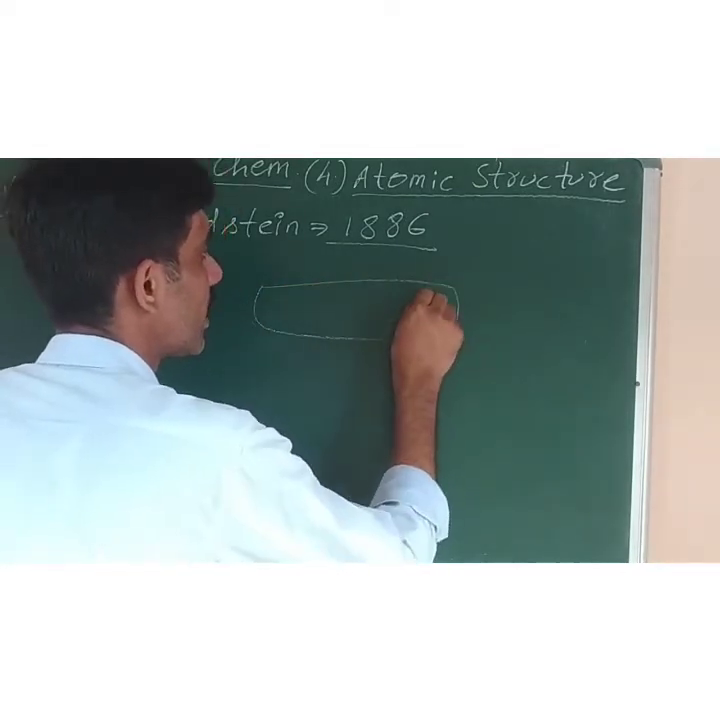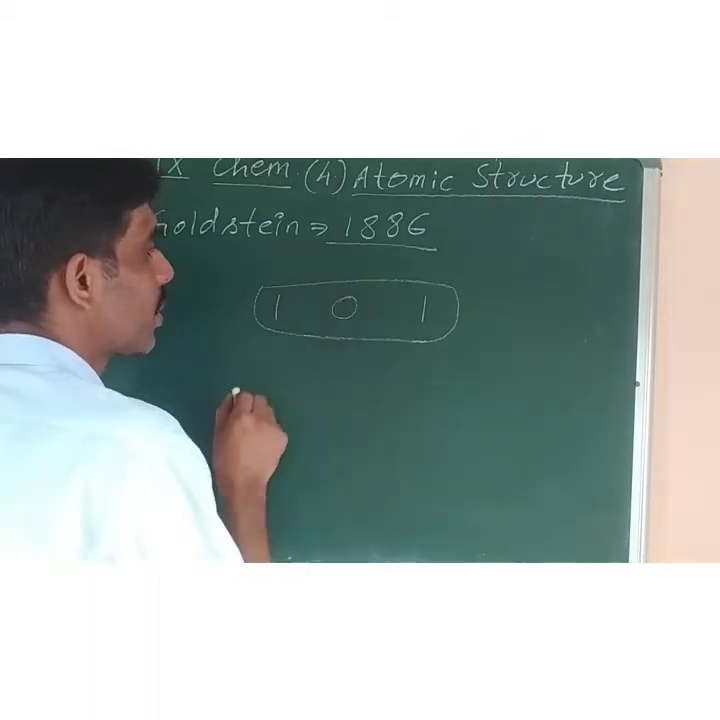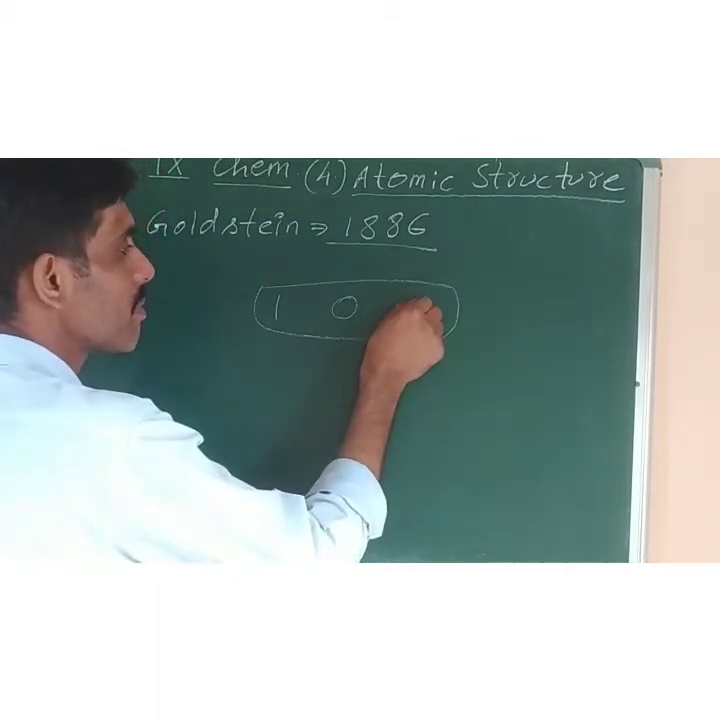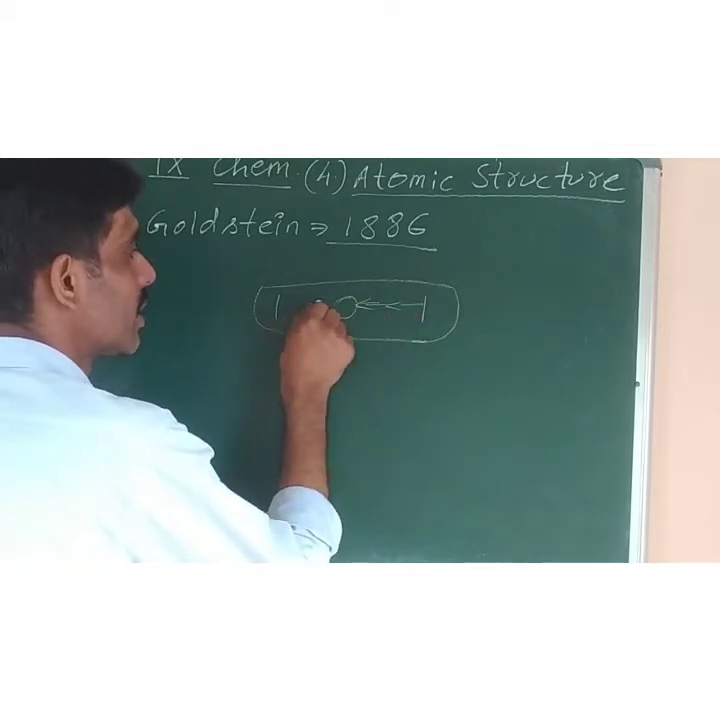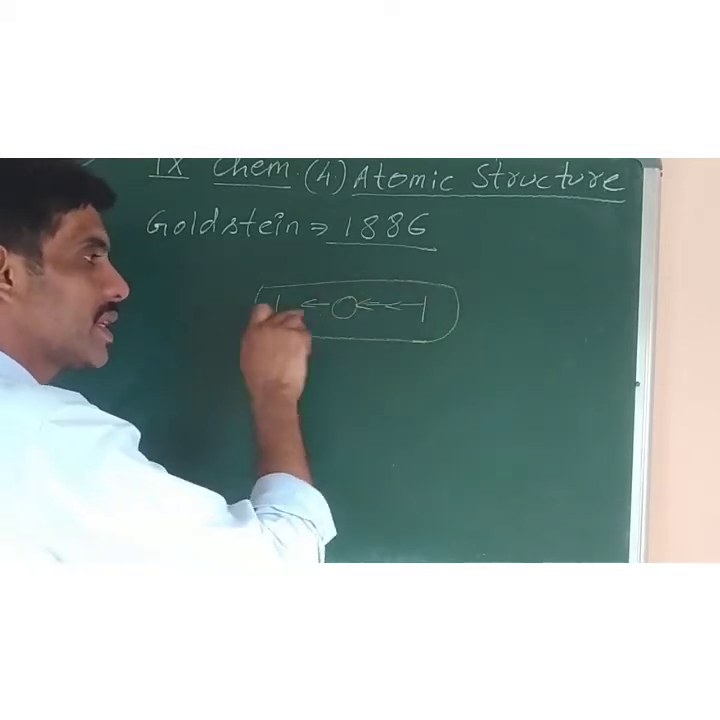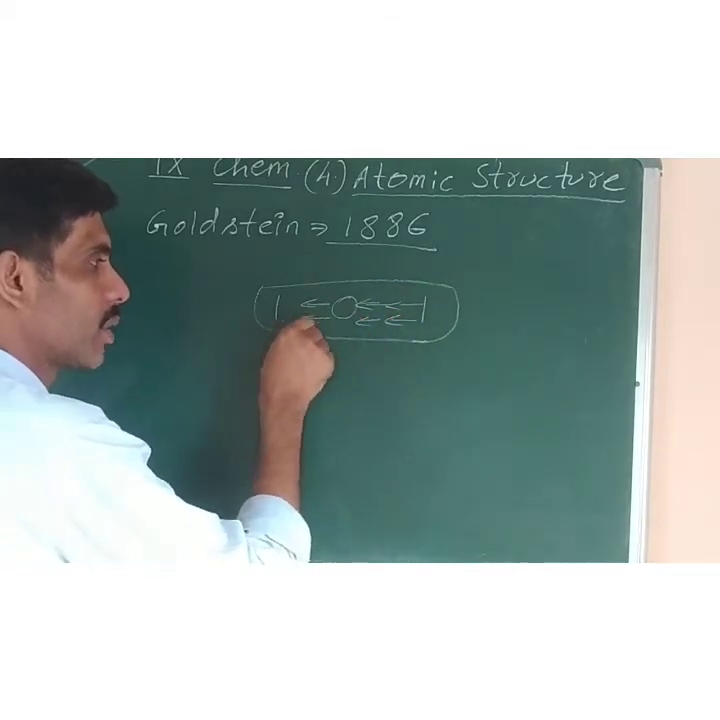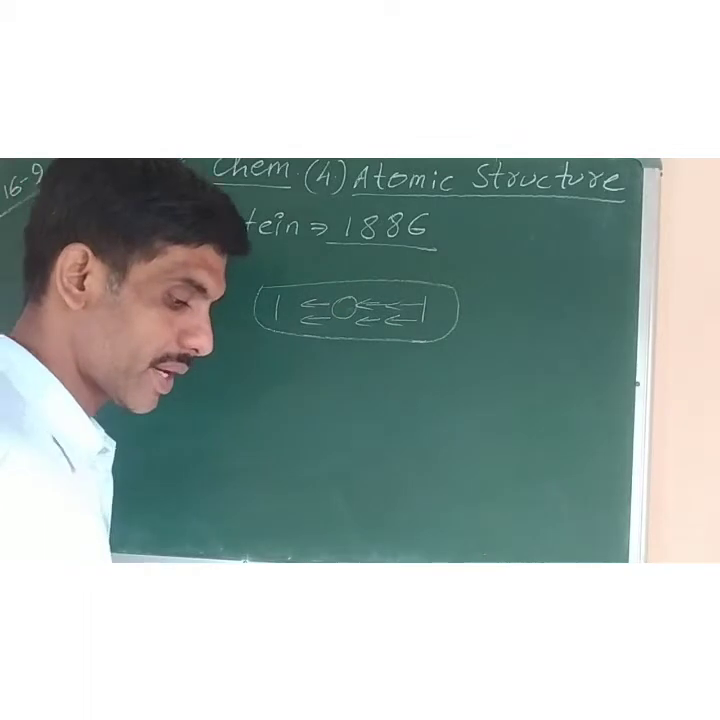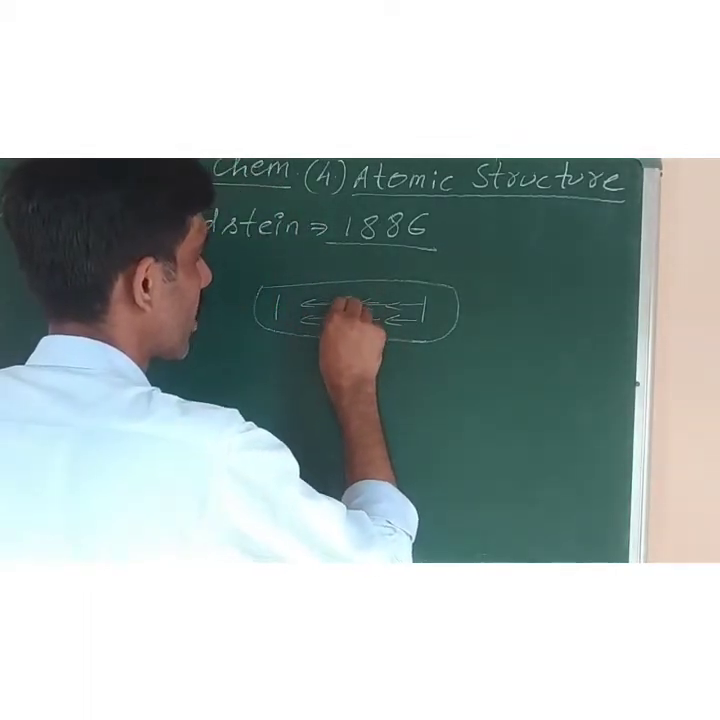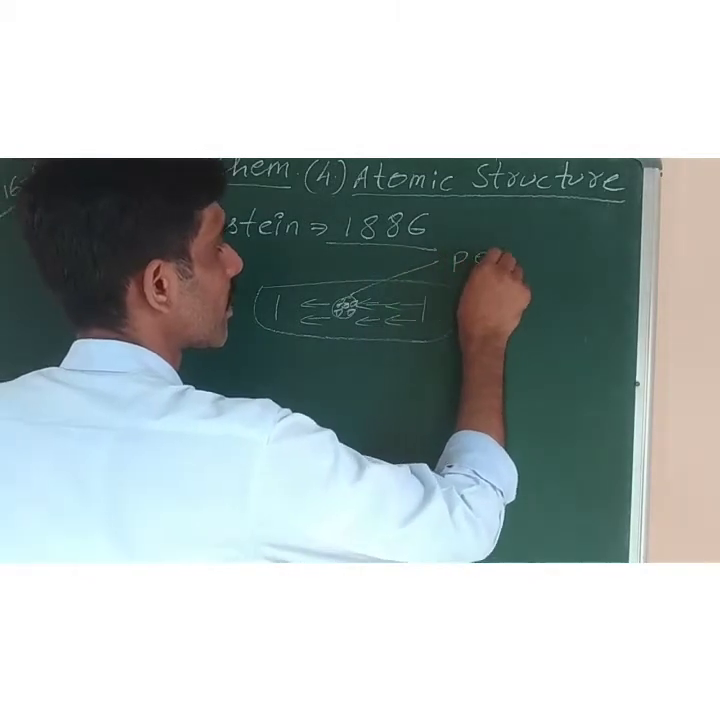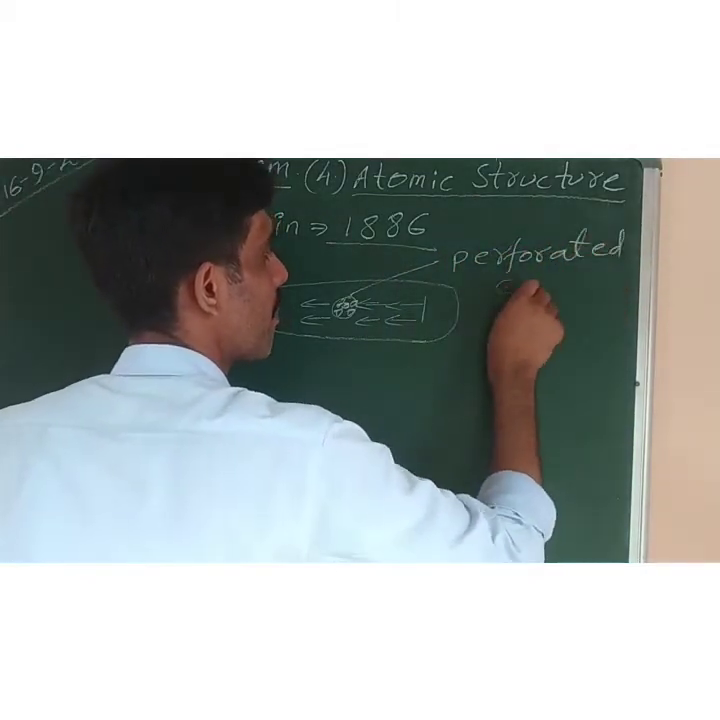These are the 2 electrodes. Now what he found is that if a perforated cathode is used, some charges travel in the opposite direction, this direction. Cathode rays were traveling in this direction. Now these rays are traveling in the opposite direction, through this perforated cathode. This one is the perforated cathode. The diagram is already there in your book, you can also check.